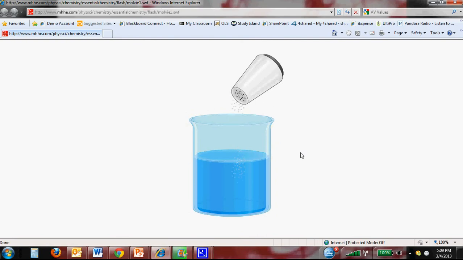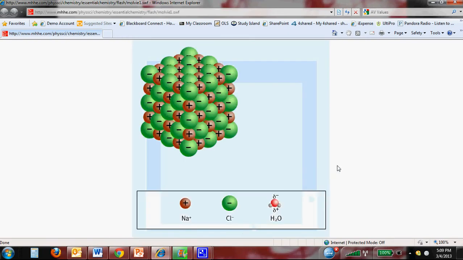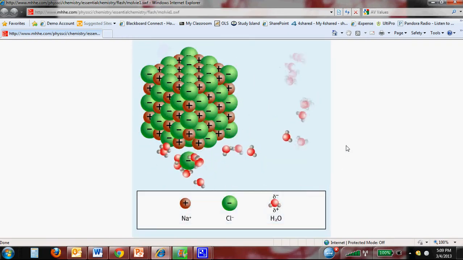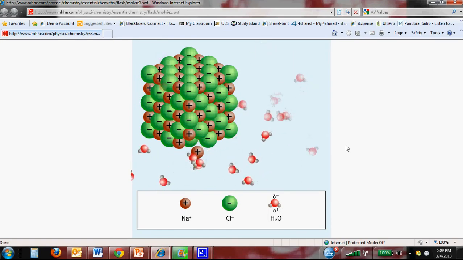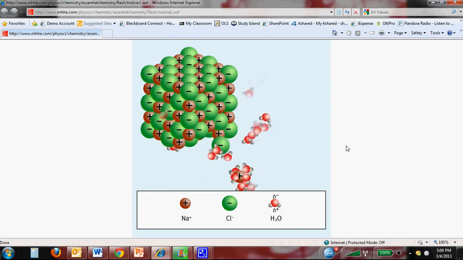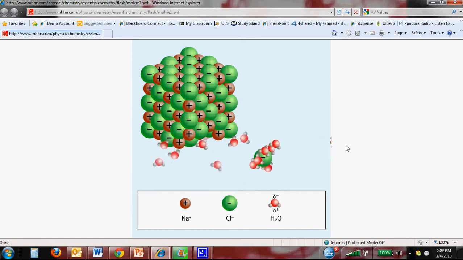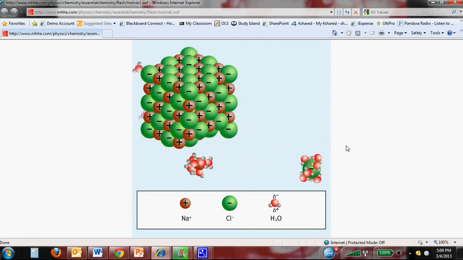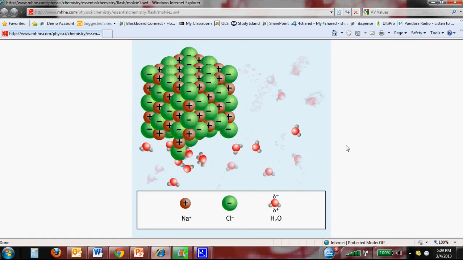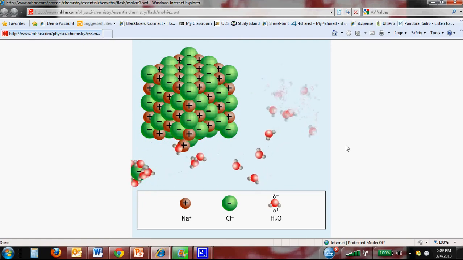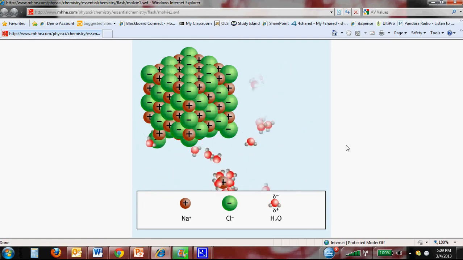Let's add a small amount of table salt, sodium chloride, to water. As you know, sodium chloride dissolves in water. Click on the zoom button. Polar water molecules interact with the positive and negative ions of the salt. The positive ends of the water molecules are attracted to the negative chloride ions. The negative ends of the water molecules are attracted to the positive sodium ions. This interaction between water and the salt ions causes the salt to break apart or dissolve in water.